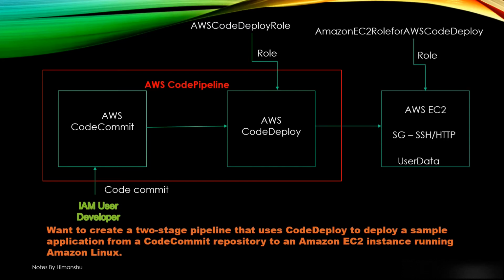We will give that particular EC2 instance information, and with this EC2 instance, we will have one IAM role as well, that is the Amazon EC2 role for AWS CodeDeploy. So basically two roles we need to create, one for AWS CodeDeploy, another one for AWS EC2. Once our deployment is done, then with the help of the public IP, we will try to access that particular website, whatever we are deploying.